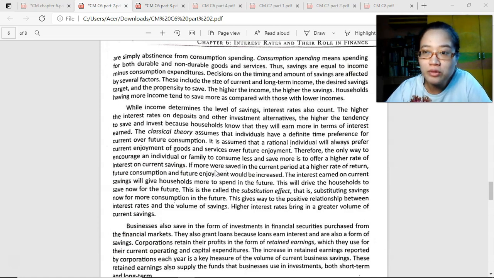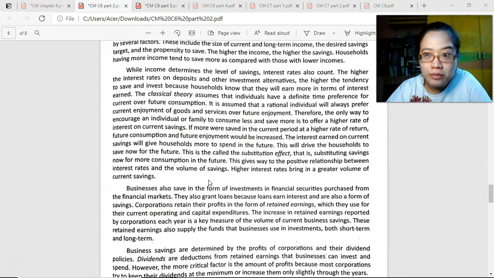But of course, they would be encouraged to put more into that if the interest rates are higher. If more were saved in the current period at a higher rate of return, future consumption and future enjoyment would be increased. Okay? The interest earned on current savings will give households more to spend in the future. But of course, you have to take into account the inflation rate and the possibility that the interest rates would go down. In that case, the scenario would be reversed. Okay? This will drive the households to save now for the future.